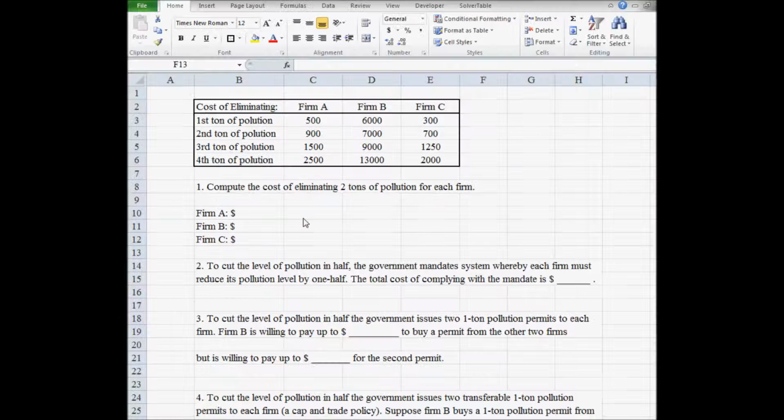Firm A's cost for eliminating 2 tons of pollution is equal to $500 plus $900. It costs firm B $13,000 to reduce pollution by 2 tons. And it costs firm C $1,000. So all we do here is we add the first 2 costs together.